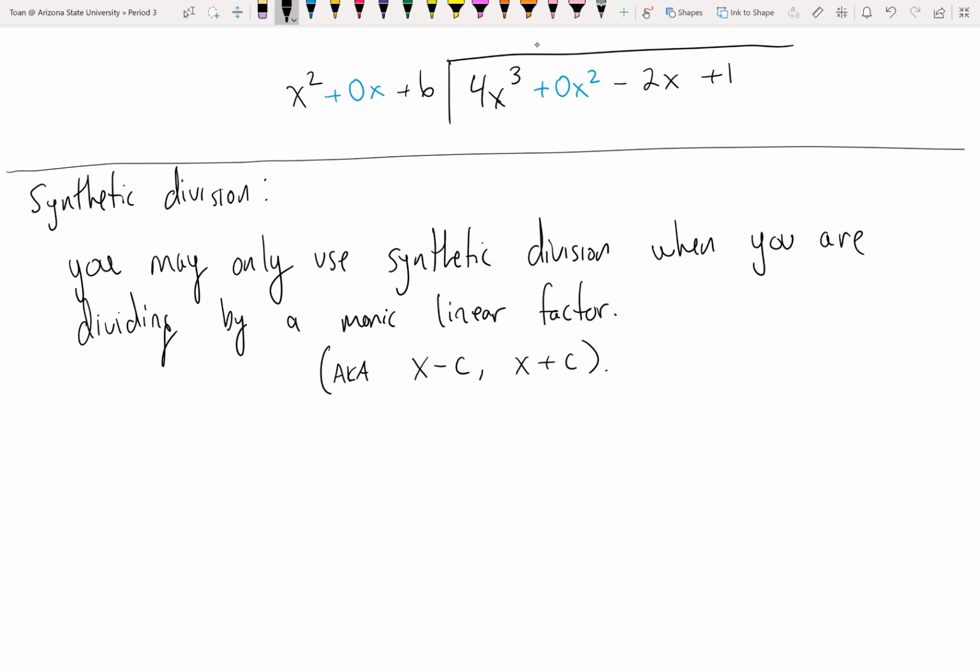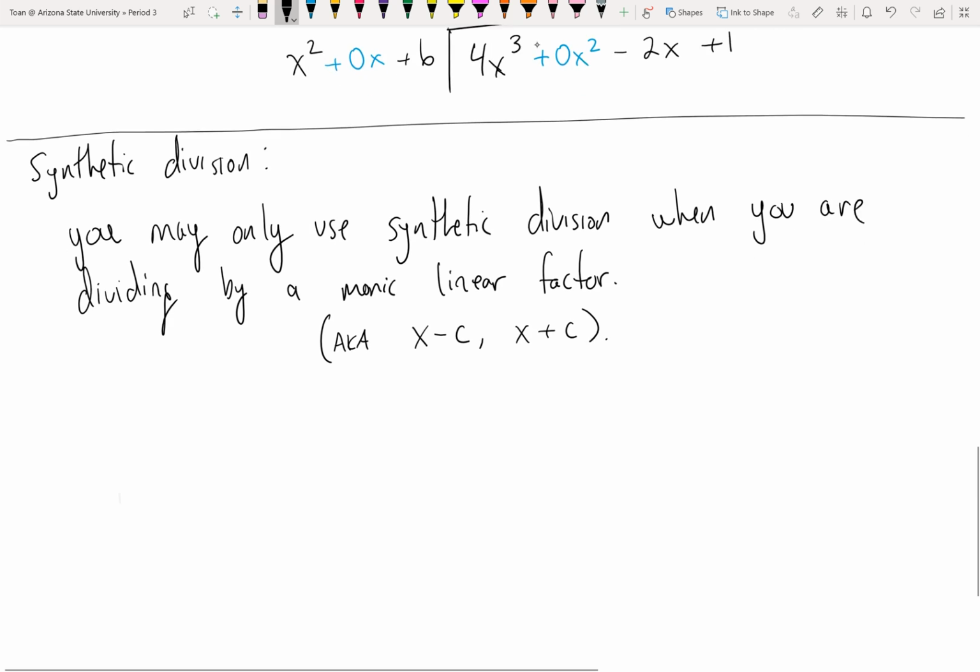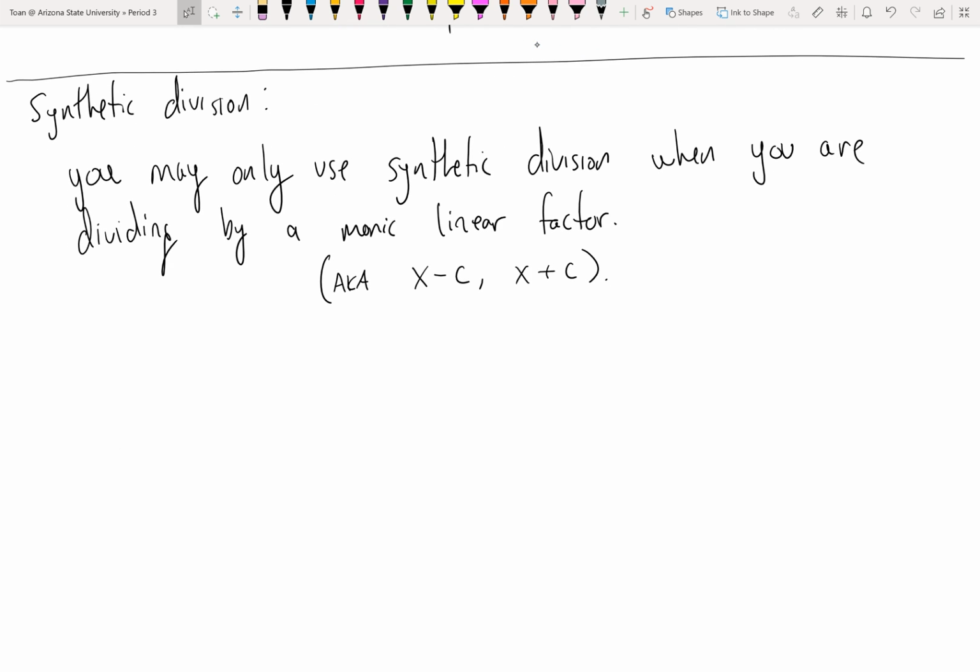The reason why synthetic division is a lot faster is it only has 2 steps. The division algorithm has 4, and you have to use all of the equations. Synthetic division only has 2 steps: multiply and add. Let's take a look at an example here. Suppose I ask you to divide 2x cubed minus 7x squared plus 5 divided by x minus 3.